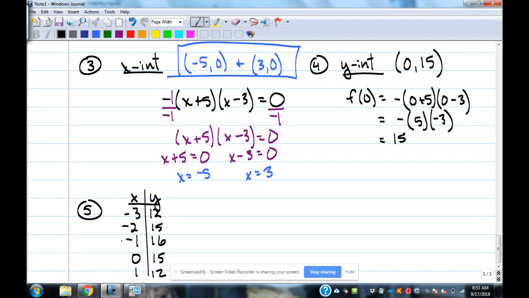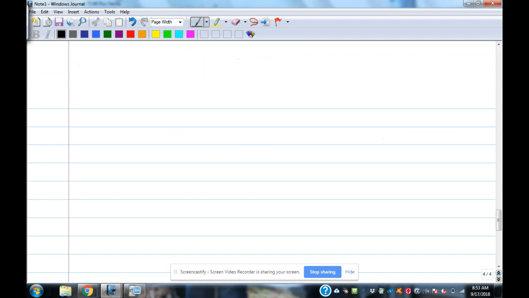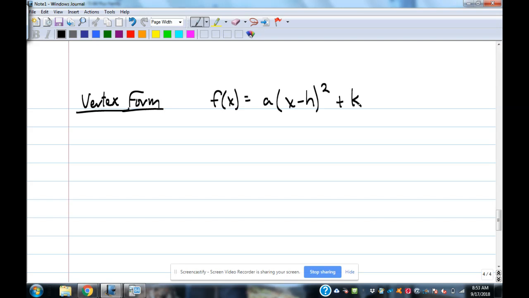Let's look at the last form, and that's vertex form. I like vertex form. It's fun. Vertex form: f of x equals a times parentheses x minus h squared, plus k.